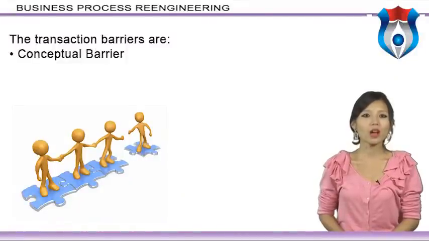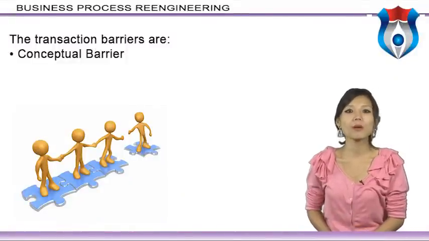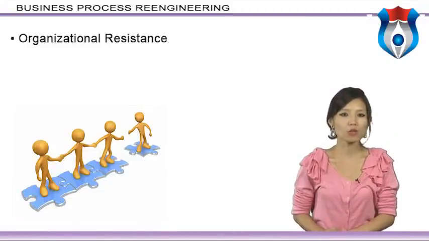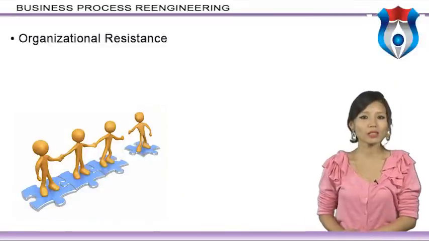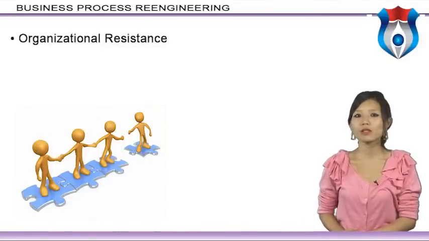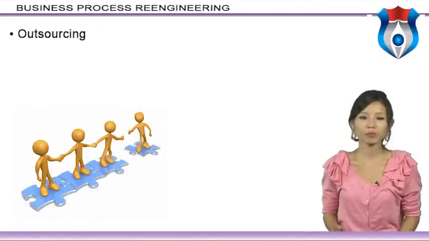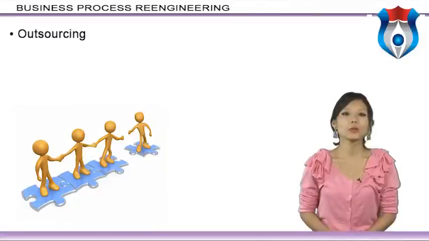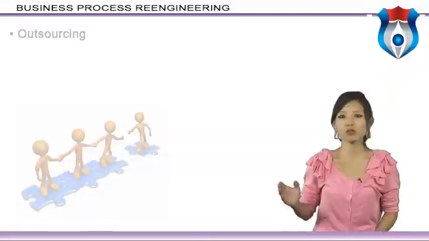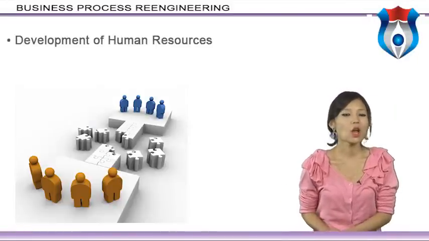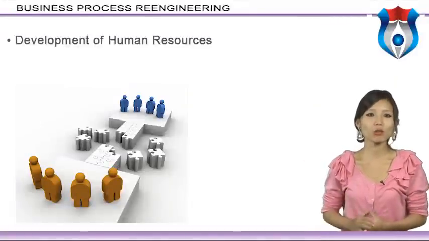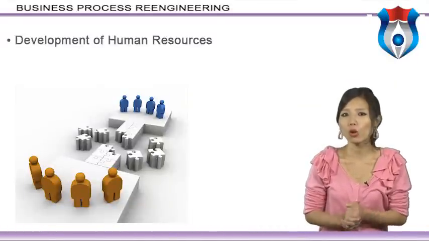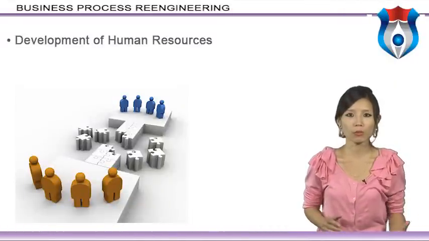The transaction barriers are conceptual barriers. The first and foremost barrier to process reengineering refers to the conceptual clarity about the project. Organizational resistance: the earlier two barriers, that is conceptual clarity and compelling business case, relate to the top management. Outsourcing: one of the tactics used to overcome organizational resistance is to outsource the product or service to an external source. Development of human resources: the organizational resistance to process reengineering can be effectively overcome through HR initiatives. The HR initiatives can also facilitate organizational transformation.